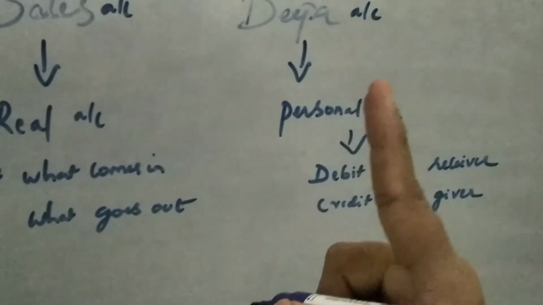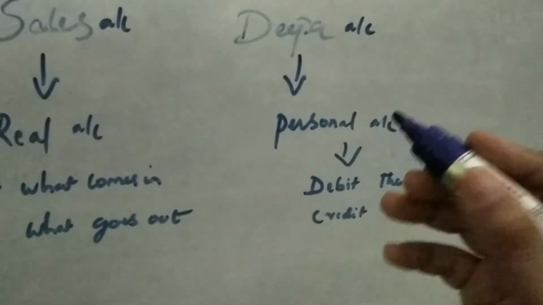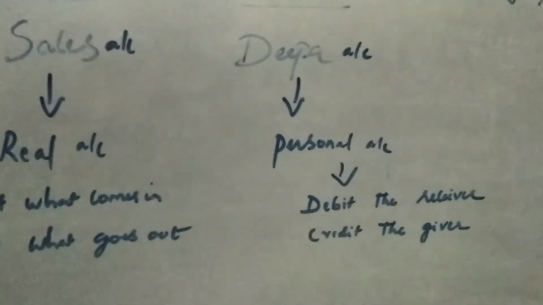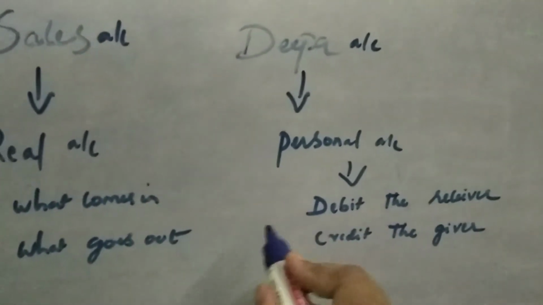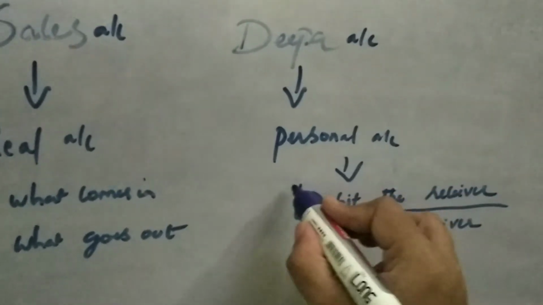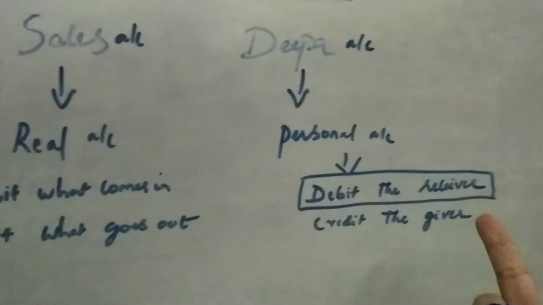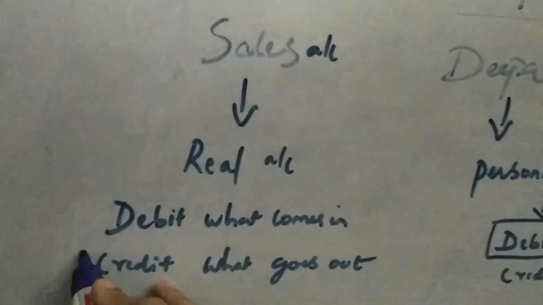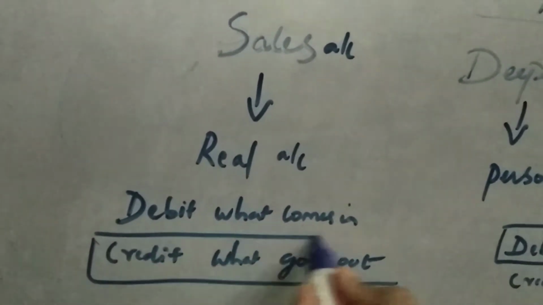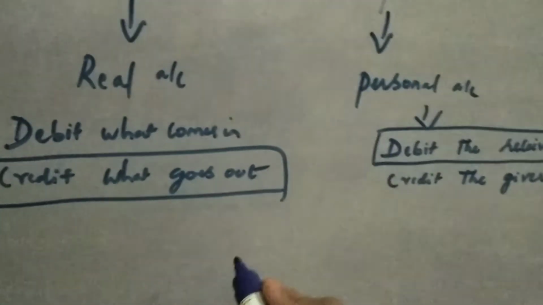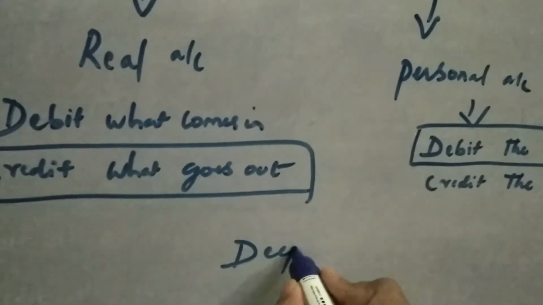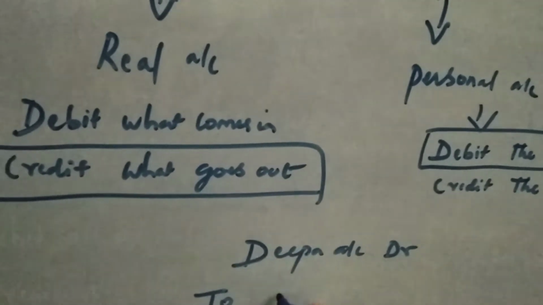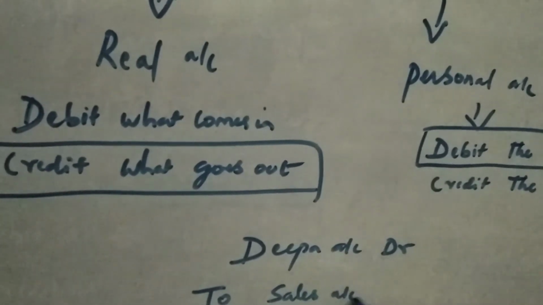Now, when goods are being sold to Deepa, Deepa is not making the payment immediately. She is just receiving the goods. She is the receiver of goods. So, we are going to debit the receiver. Deepa account has to be debited. When we make a sale, goods are going out of the business. So, sales must be credited. Credit what goes out. So, what should be the entry now? Deepa account debtor to sales account.